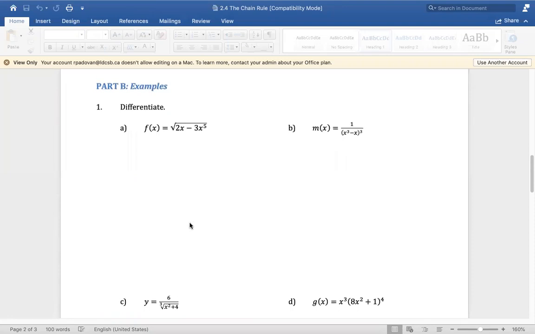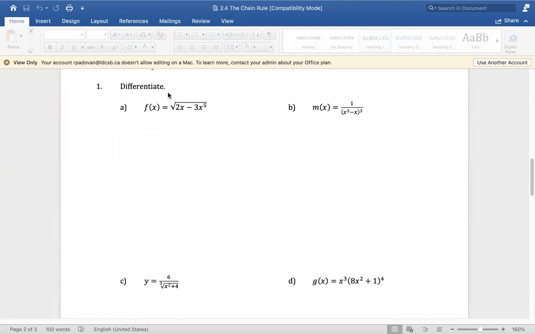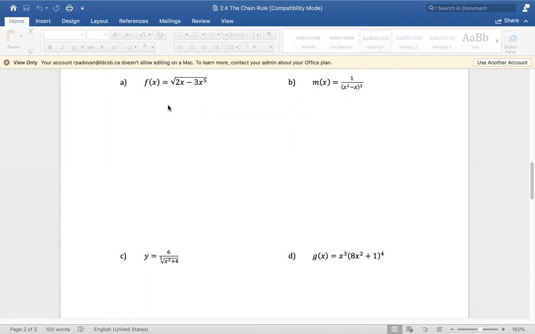I'll try to fit everything in here. So differentiate, right? Or it might say determine f prime of x. So get the derivative is what it's asking us to do. So I have f of x equaling the square root of 2x minus 3x to the power of 5. So this is a radical. And in order to differentiate, we want to change the radical into a power and have it in exponential form first.